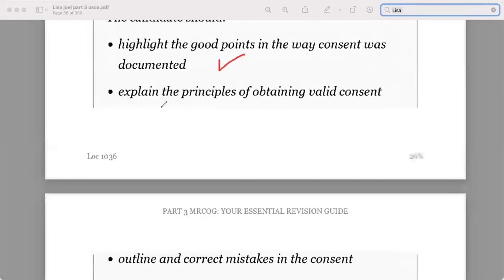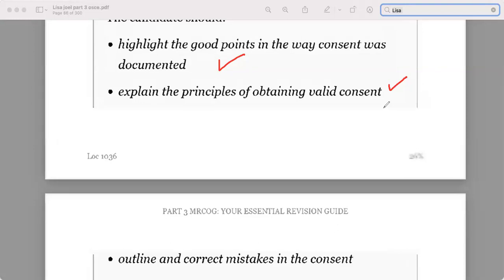You have covered the principles of obtaining valid consent, but in this particular part of your station, I think you have extended the discussion of obtaining valid consent, and this was not required. You will always find in the task for Part 3 at least two subjects for any station. So my advice to you: focus on the main station. Anything else, give a short answer for it.